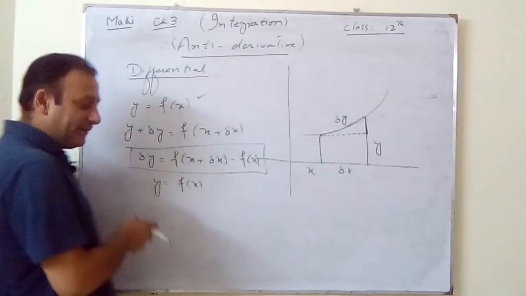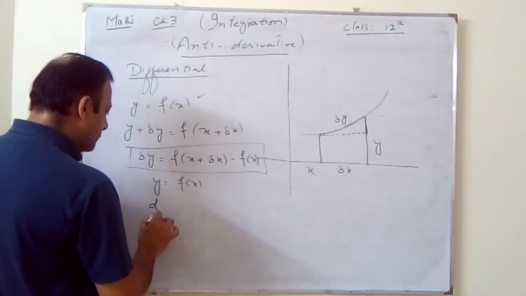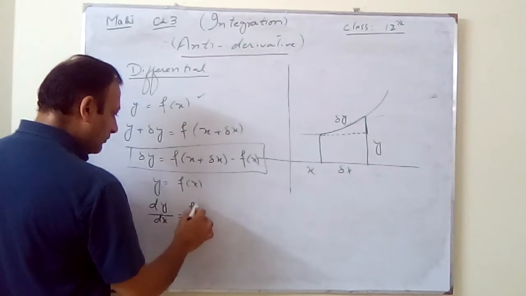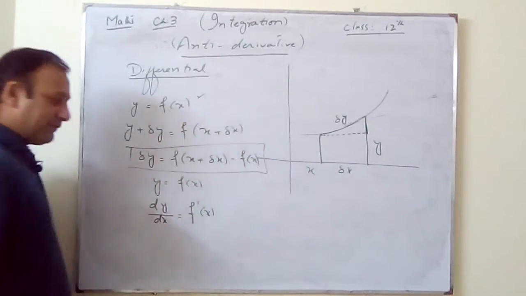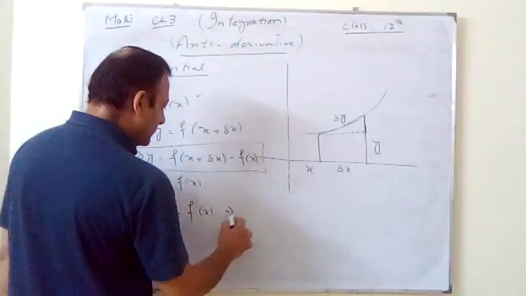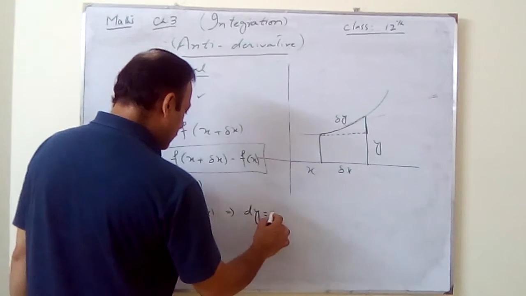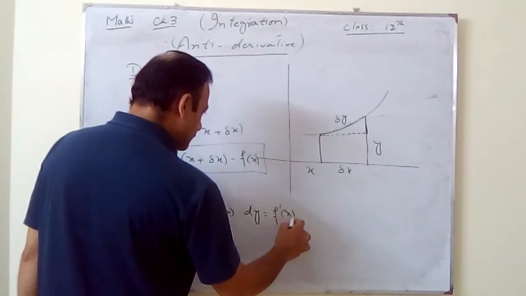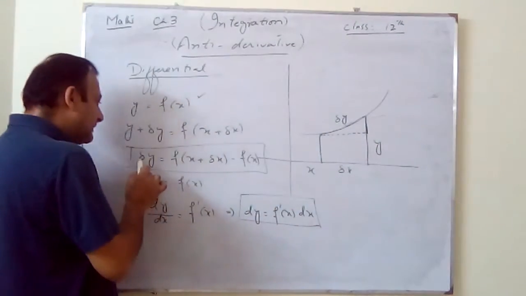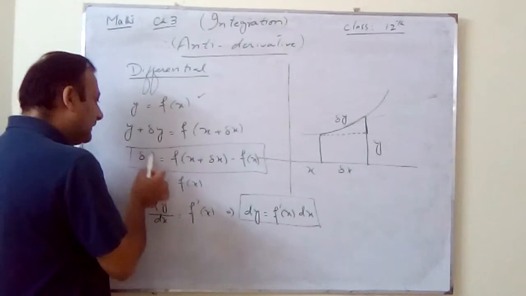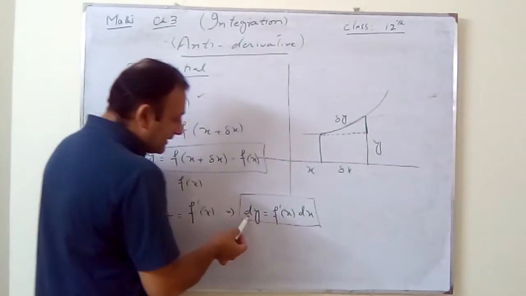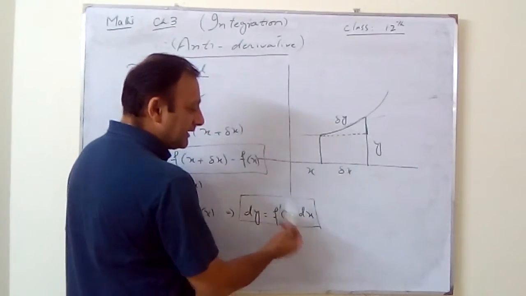If we take the derivative of y with respect to x, we get f dash of x, the first derivative, or this can also be written as dy is equal to f dash of x dx. So this is the difference between these two: delta y is equal to f of x plus delta x minus f of x, whereas dy is equal to f dash of x dx.